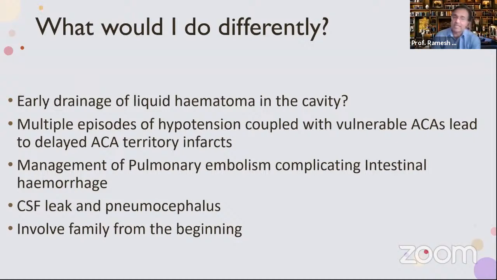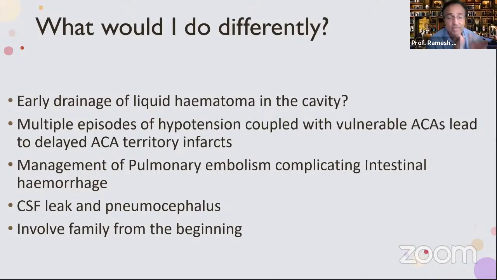So is there anything I would do differently? I often used to wonder whether draining that liquid hematoma would have made any difference to his eventual outcome. Probably not, because he remained clinically well in spite of having that hemorrhagic cavity inside there. I think overall the multiple episodes of his hemodynamic instability may have contributed to his anterior cerebral infarcts, because there was manipulation of the anterior cerebral arteries, there was blood around it, and added to this with the bleeding episodes that may have prompted the ongoing delayed ischemic changes.